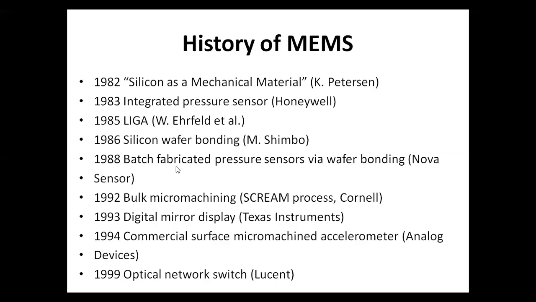1988, pressure sensors were developed through wafer bonding by Nova Sensors, again a company. They came up with the fabrication of pressure sensors. 1992, bulk micromachining. Screen Process Cornell, a company, developed this bulk micromachining. When we are doing machining or producing structures within the silicon wafer, it is known as bulk micromachining.